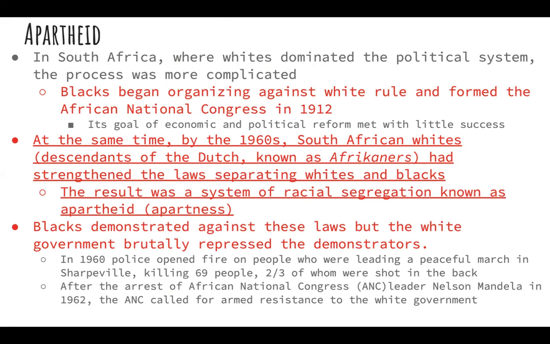Blacks demonstrated against these laws, but the white government brutally repressed these demonstrators. In 1960, police opened fire on people who were leading a peaceful march in Sharpeville, killing 69 people, two-thirds of whom were shot in the back. After the arrest of African National Congress leader Nelson Mandela in 1962, the ANC called for armed resistance to the white government.